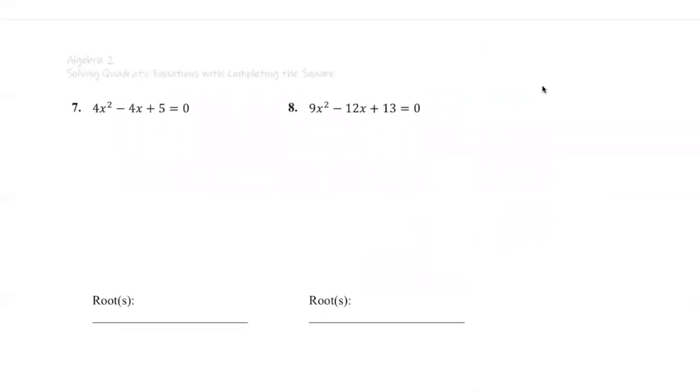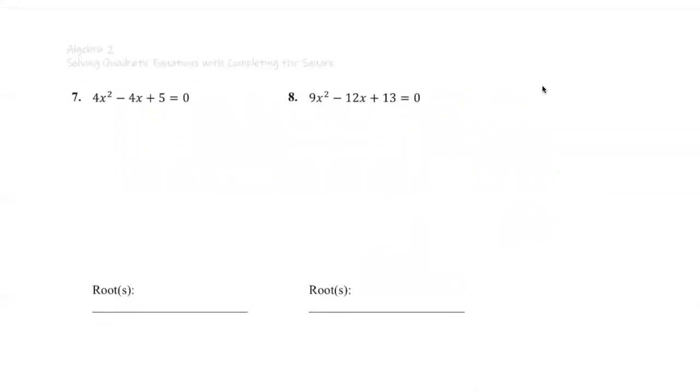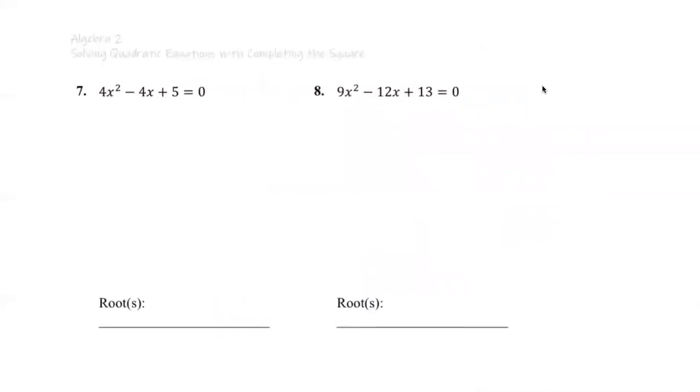Next up, we will go ahead and look at the last 2 questions of this page, which have some numbers in front of x squared. It's something, but it's doable. So stick around and we will look at the final 2 questions there.